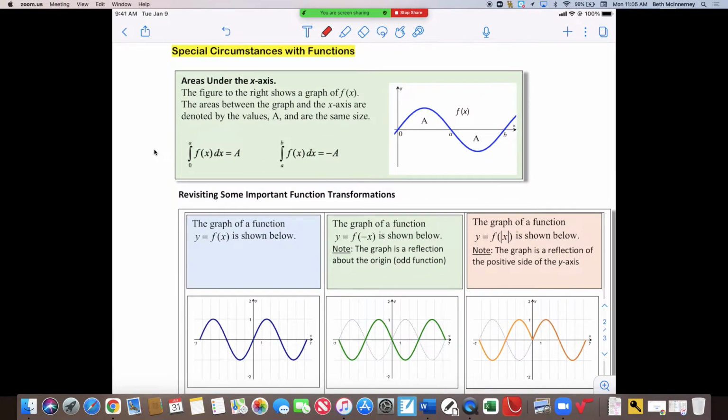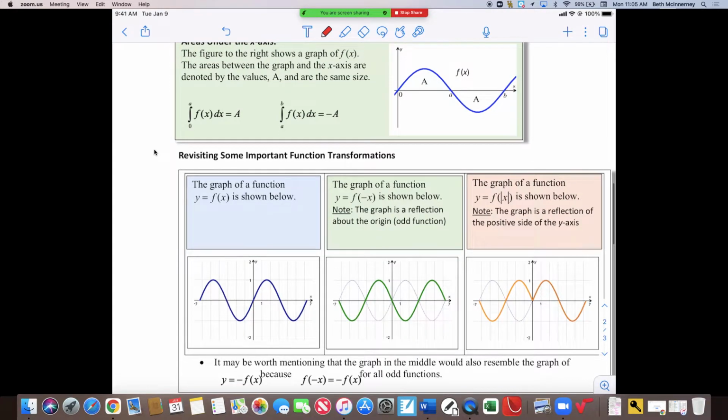Then here are some important functions. If I give you the graph of f of x on the left, can you tell what graph that is? Sine, okay, this is the sine of x. If I take f of negative x, that means this is an odd function, and you can see that it's being reflected about the origin.